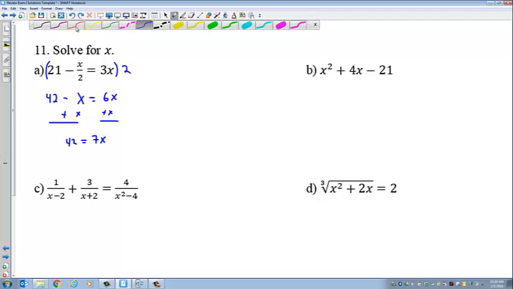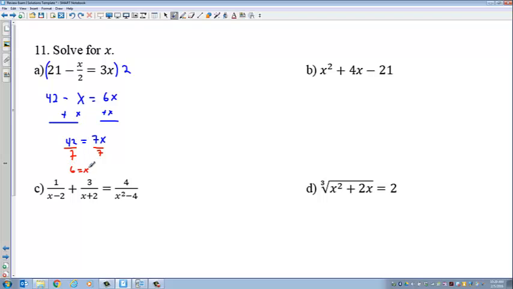Then we can simply just divide by 7. Since you're multiplying by 7, we do the inverse, you divide. And we finally get 6 on the left, because 42 is 6 times 7, so 7's cancel, is equal to x. So 6 is my x value. You can check your work by plugging in 6 here. Right? So 21 minus 6 over 2 is 18. And that should be equal to 3 times 6, which is also 18. So it checks. Right? So I know the answer is right.